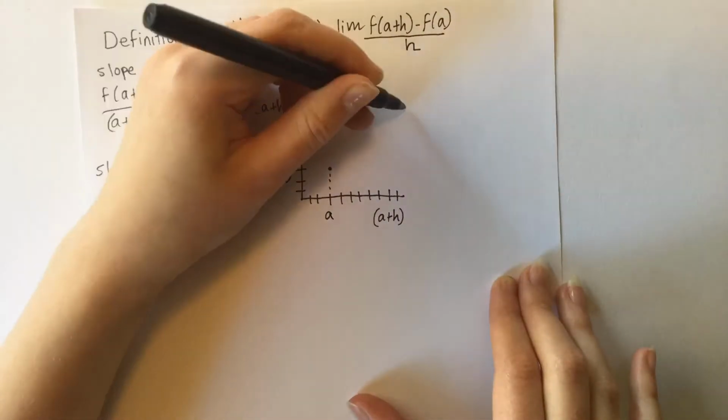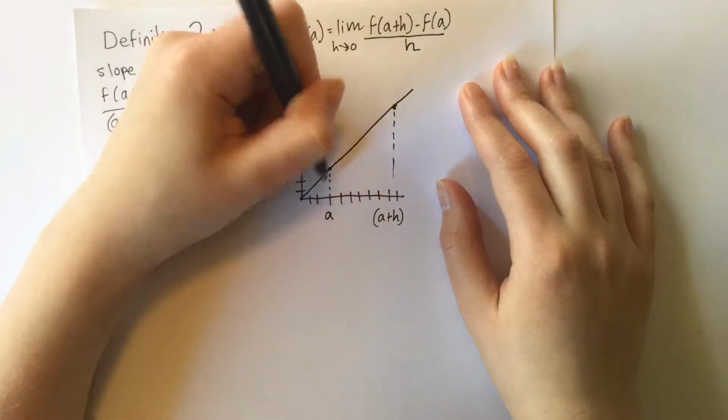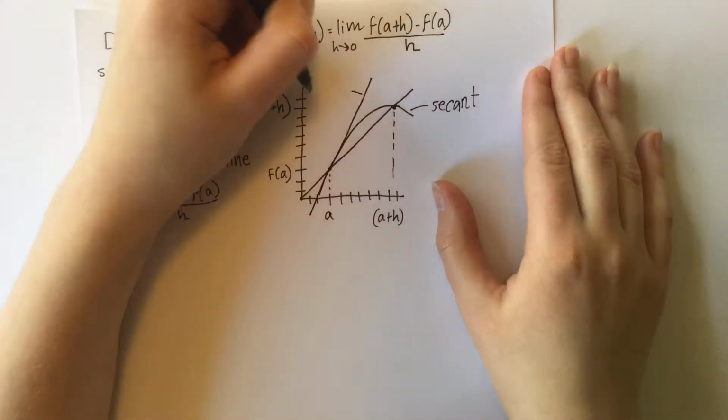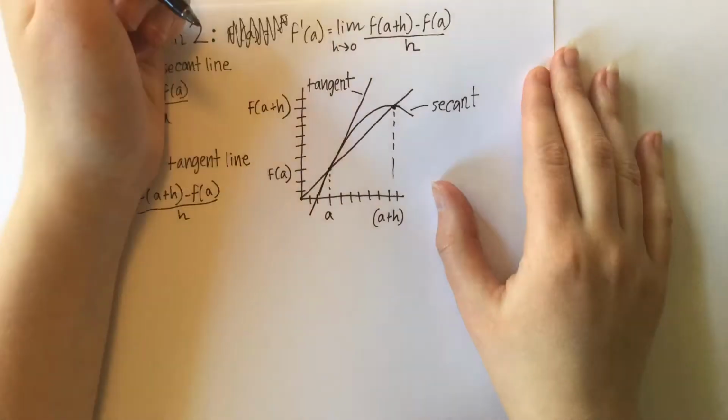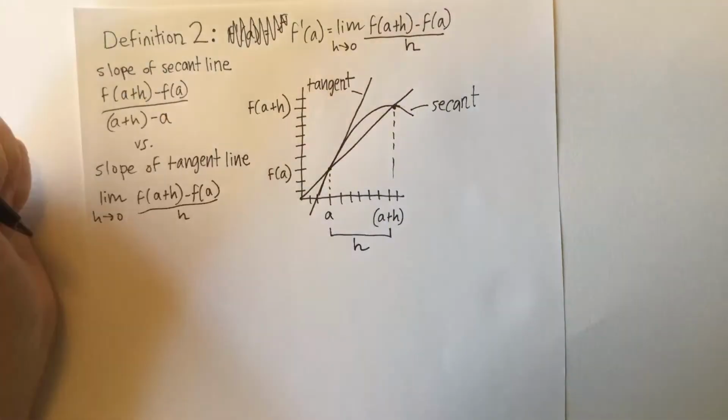And once again, I drew it graphically so you can see we have these two x values, a and a plus h. And as h, which is the distance between them, gets smaller, as it approaches 0, as it says above in the limit, then we're going to be left with the slope of the tangent line, which is the derivative.